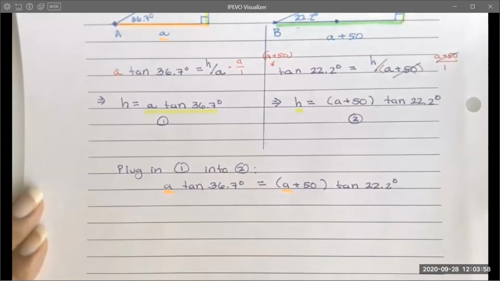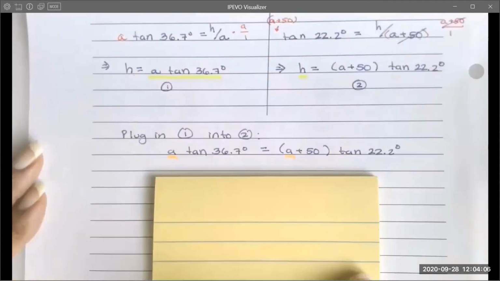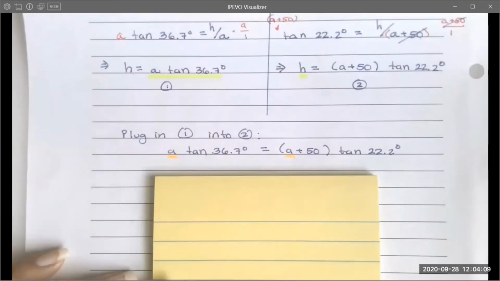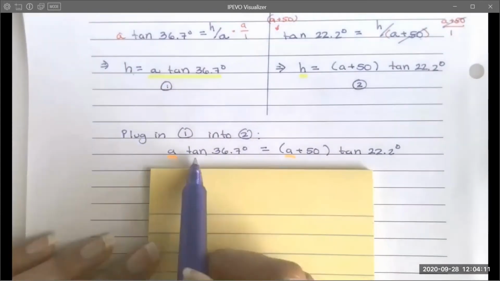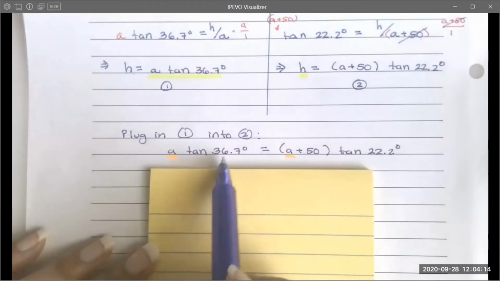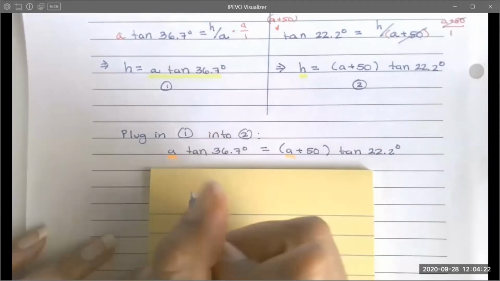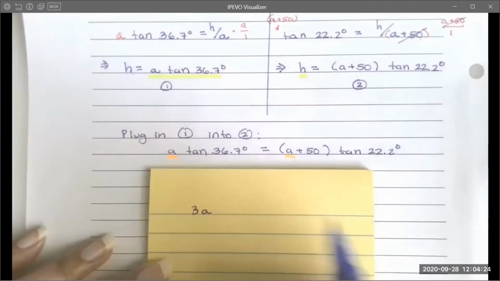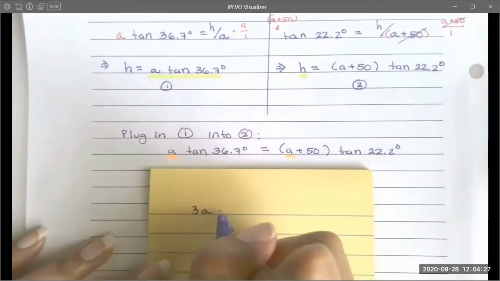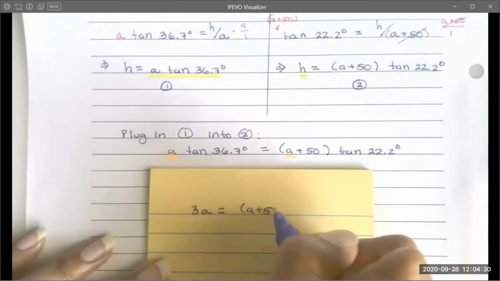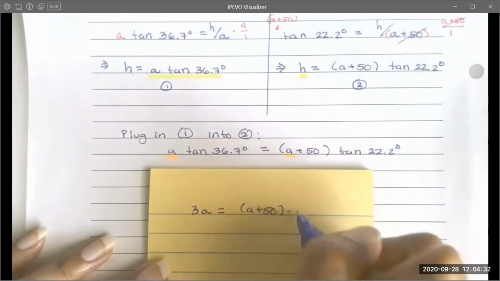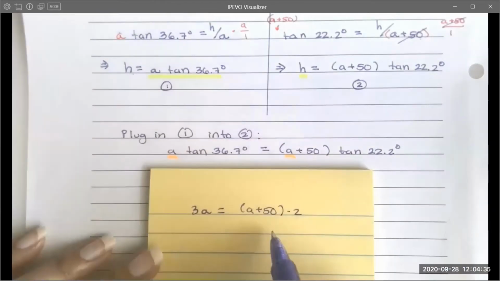Now, what might seem intimidating in this problem is the fact that we have the tangents there. But don't let that scare you, because you actually know how to solve these types of equations. For instance, instead of tangent of 36.7, which is a number, which we just need to punch into the calculator to see what number it is, let's say I were to replace that with some constant. For example, what if instead we had 3a is equal to a plus 50 times, let's say this is constant 2? How would we solve this?